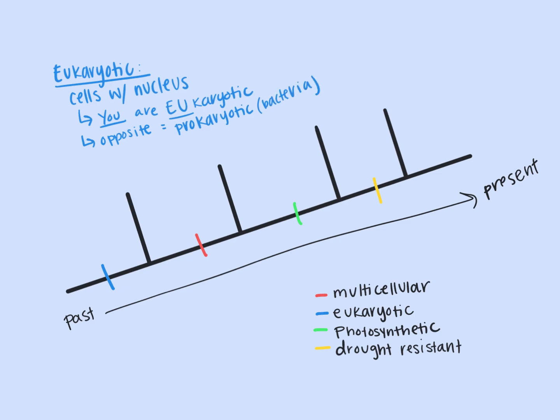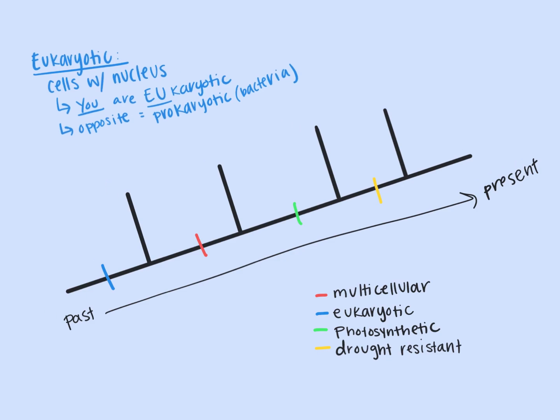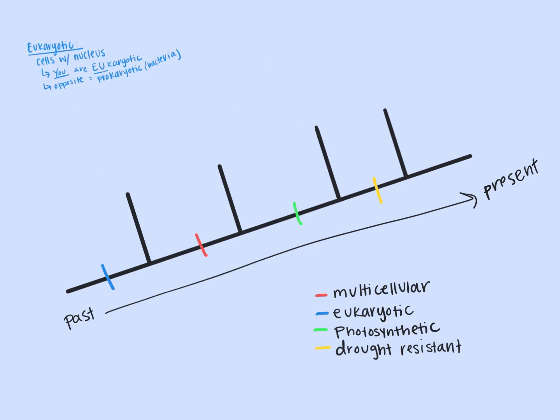Okay, let's go ahead and move that a little bit. Okay, so we have eukaryotic. I am looking ahead and I see that the next trait on my phylogenetic tree is multicellular. So that tells me that this first species has to be not only eukaryotic, but also single-celled or unicellular.